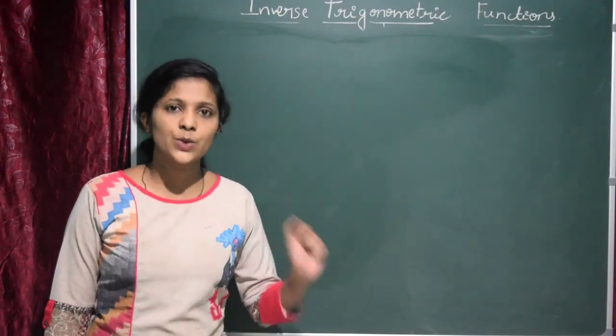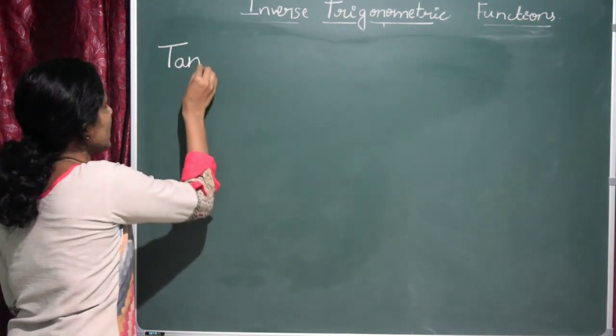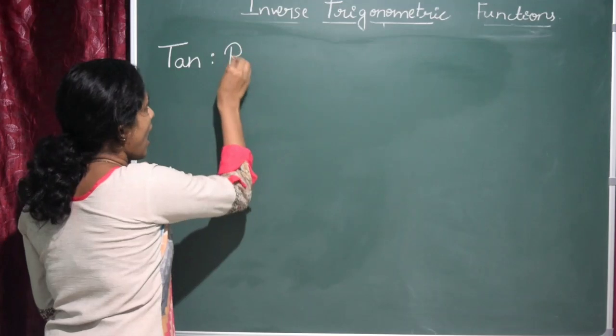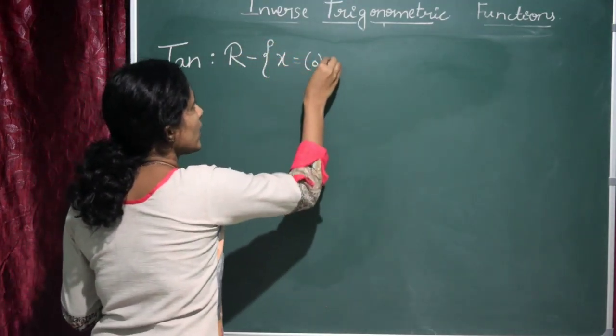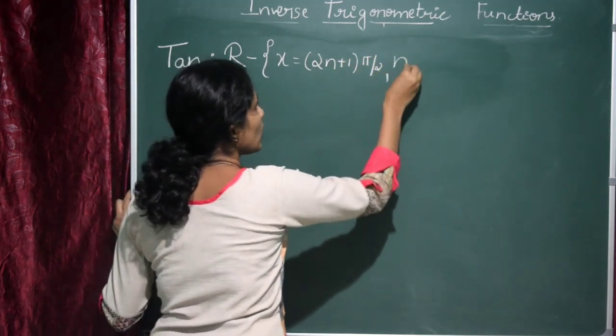Now we'll see the inverse of a tan function. It's a tan function. Can you say what is the domain and range? Yes, the tan function, or tangent, is defined from R minus the set containing x equal to (2n plus 1) pi by 2, where n belongs to Z.